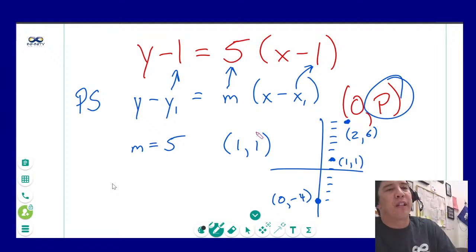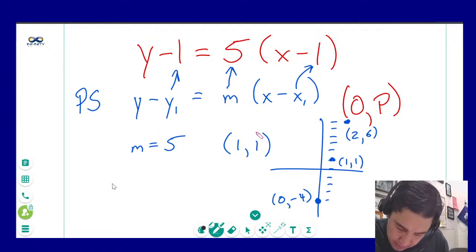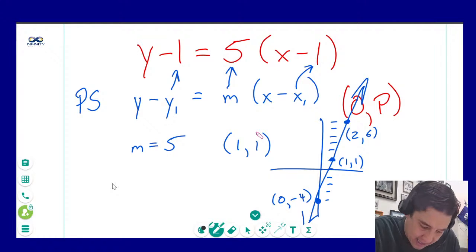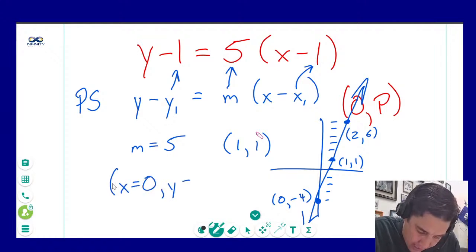But that is definitely the long way to do it. So I'm going to show you a better way to do it. This is the line. What this is saying, Mateo, this (0, p), is saying that x equals 0 and y equals p.